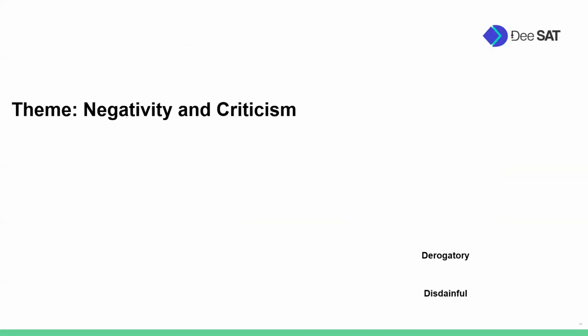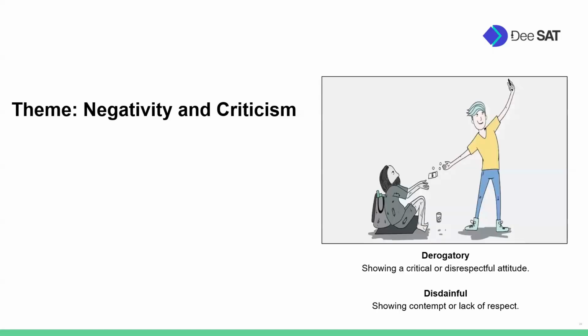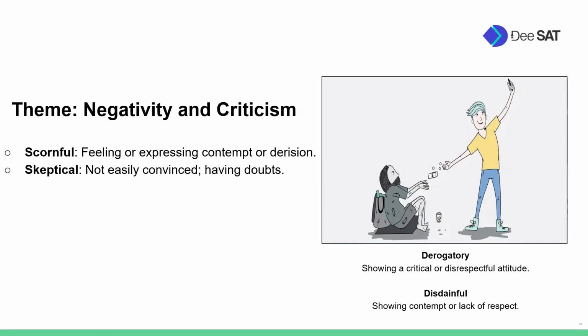Negativity and criticism. Derogatory, disdainful: both of these words, you must have heard them, as in derogatory remarks were made, or the environment or the conversation was disdainful. Both of them mean a lack of respect for something or a disrespectful attitude. Scornful: expressing contempt or derision. Skeptical is not the same as negative, but yes, it is about criticism. A person who's not easily convinced about something and is critically evaluating everything, but still has doubts. That is a skeptical person.